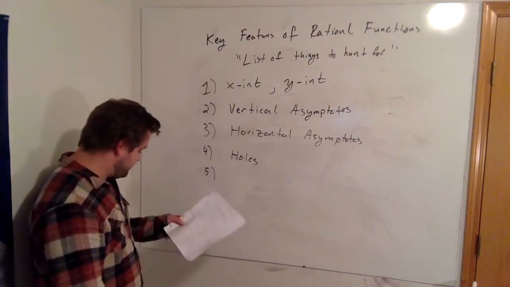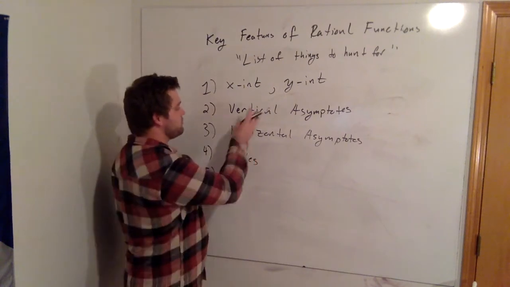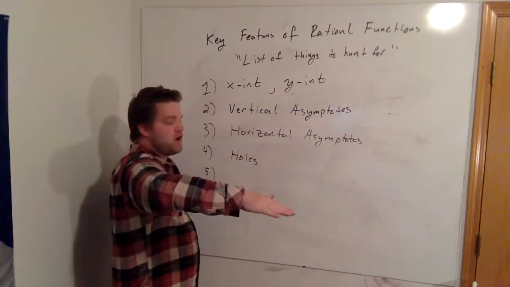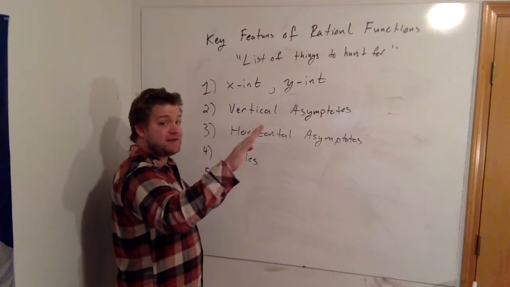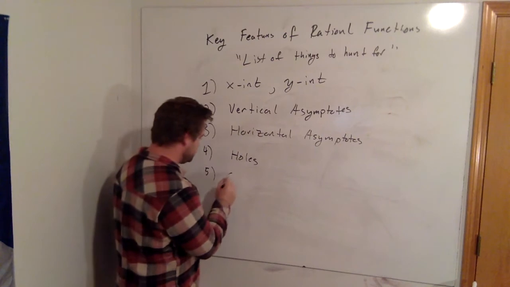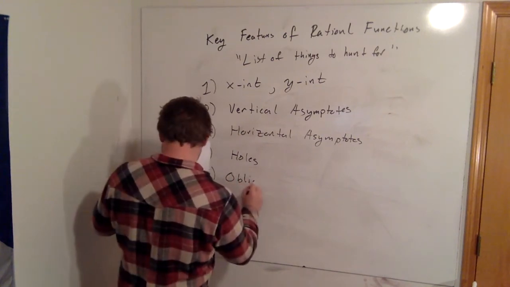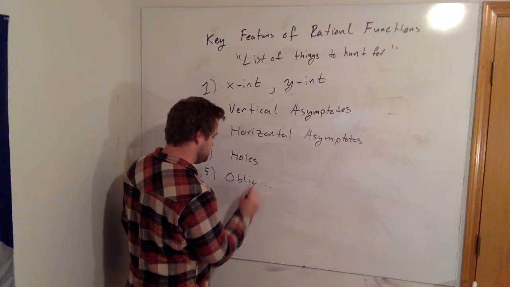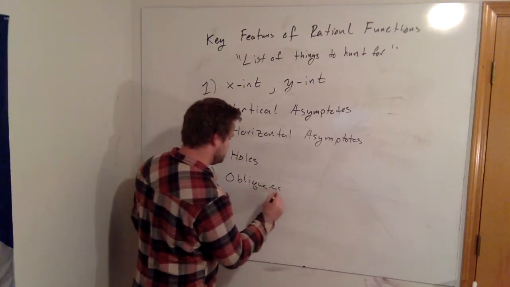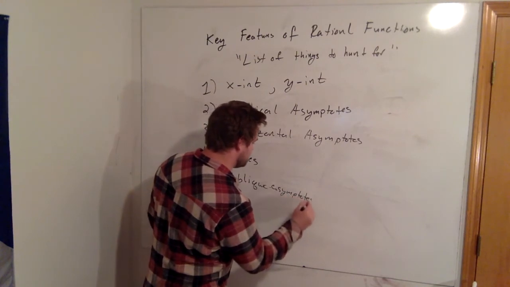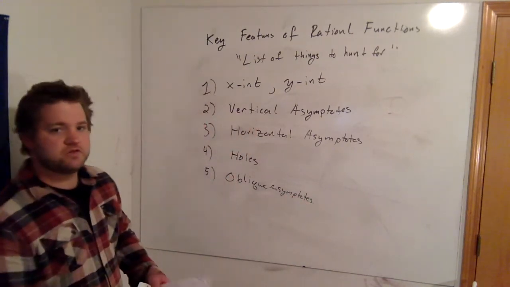And we could also have slant asymptotes, sometimes called oblique asymptotes. Okay, so these are the things we want to look for.